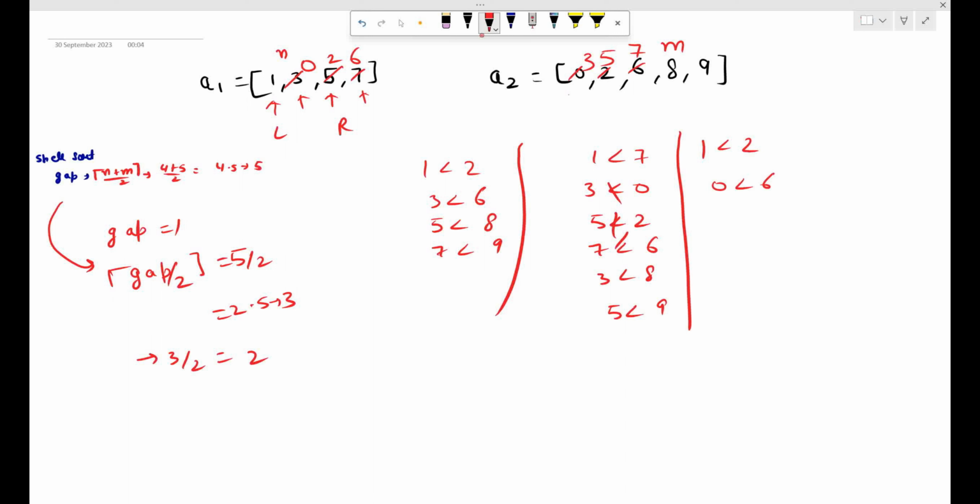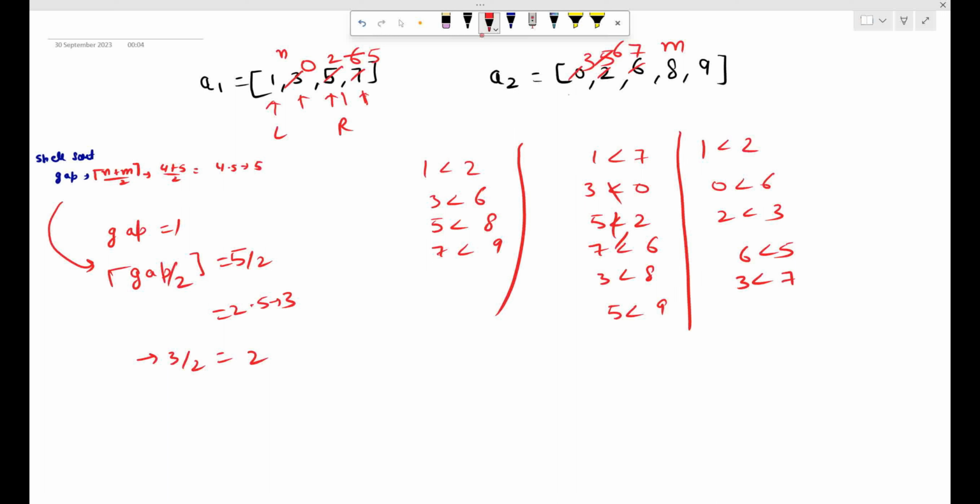Moving to the next one. 2 less than 3? Yes, seems fine. Moving to the next one. 6 less than 5? No, doesn't seem fine. So what we will do is we will swap these 5 and 6. Okay. Now what we will do? Move to the next one.